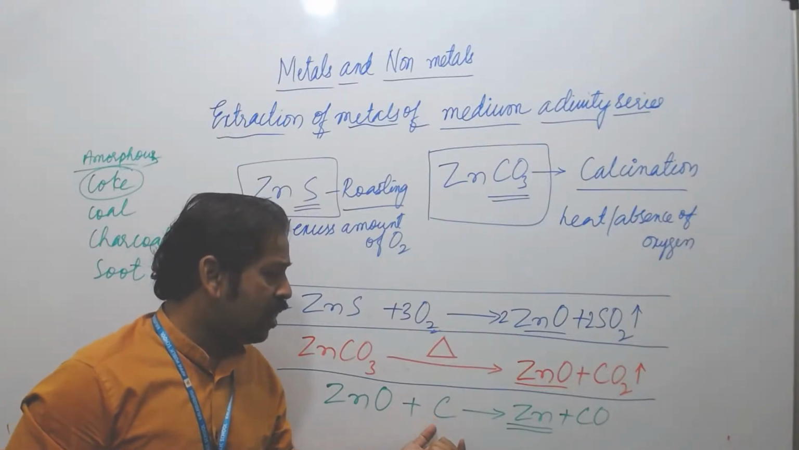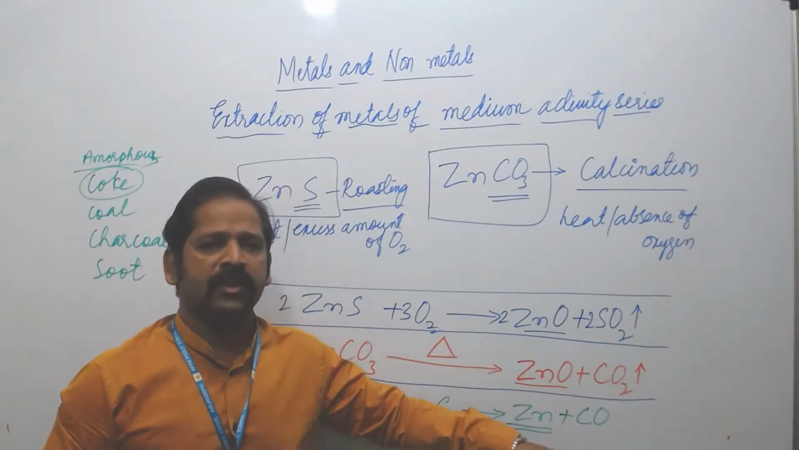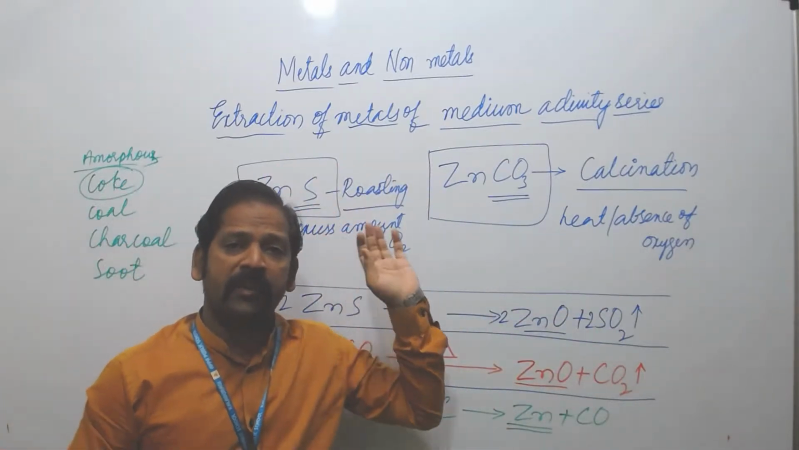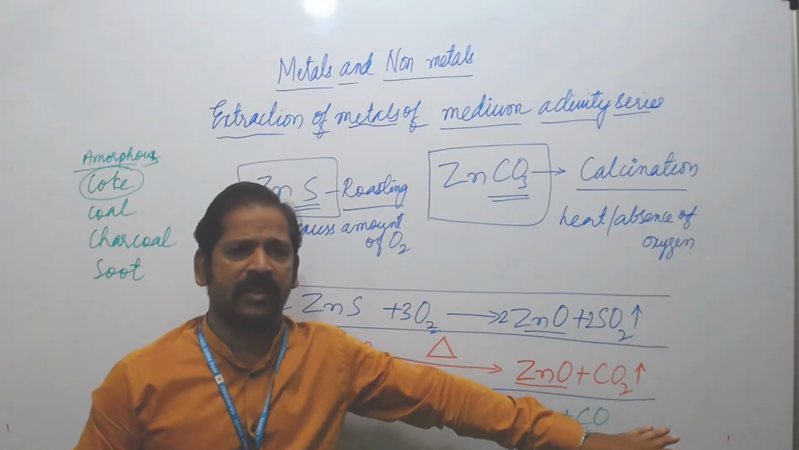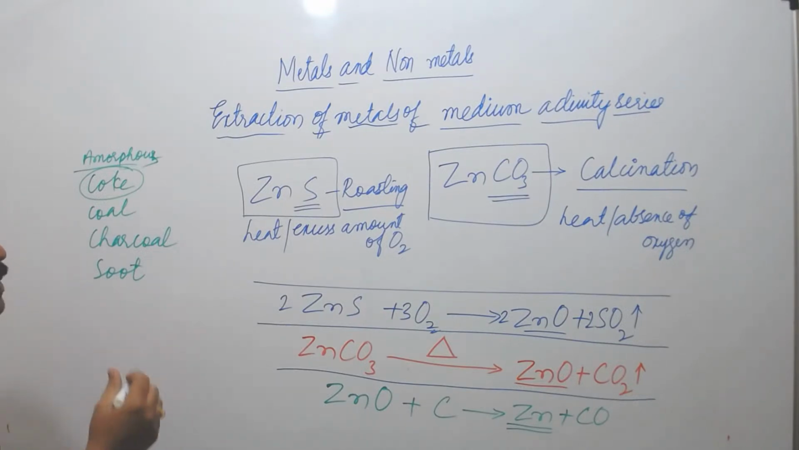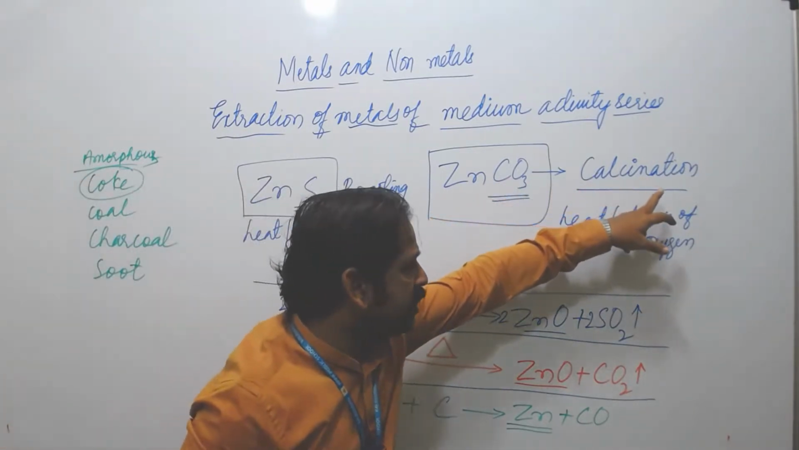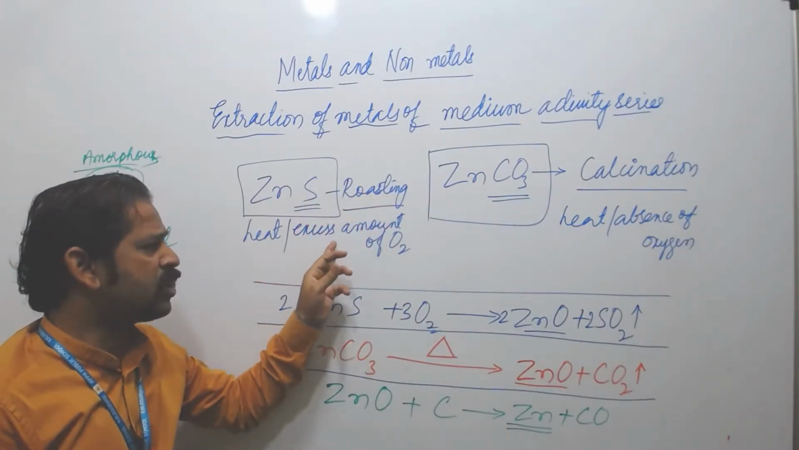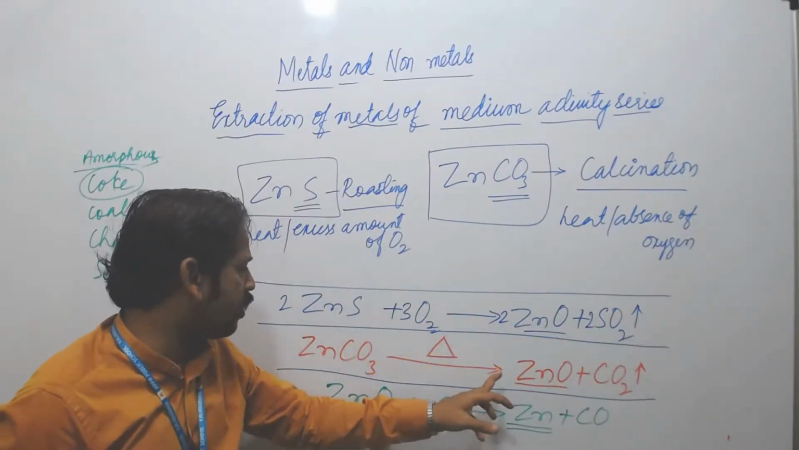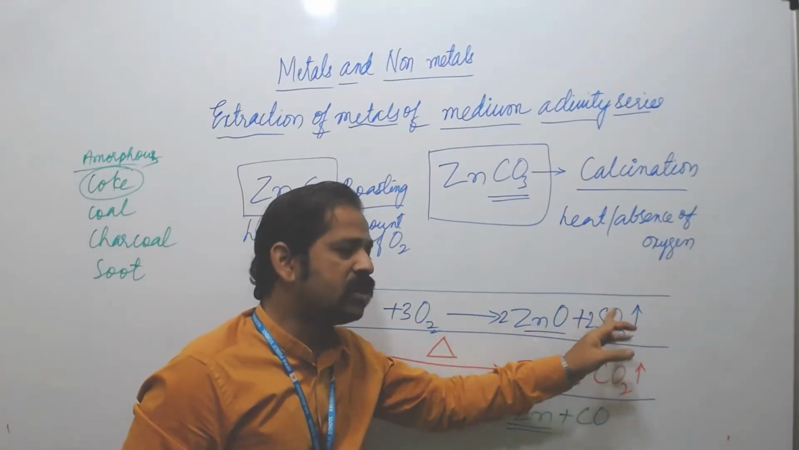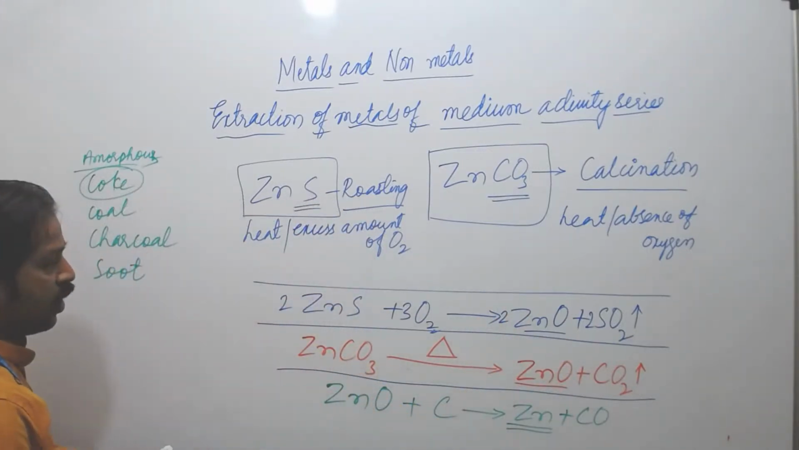Here, coke is very cheaply available, but adding this coke will mix some impurities in the metal. It will be the same process I told earlier, electrolytic refining. Okay, these are about the medium reactivity series. Zinc sulfide or zinc carbonate: if it is sulfide, it will go for roasting, and if it is carbonate, it will go for calcination. Roasting is heating in the excess amount of oxygen, 3O2. Carbonate is heated in the absence of oxygen. Zinc sulfide with oxygen forms zinc oxide and sulfur dioxide, or zinc carbonate on heating gives zinc oxide and carbon dioxide.